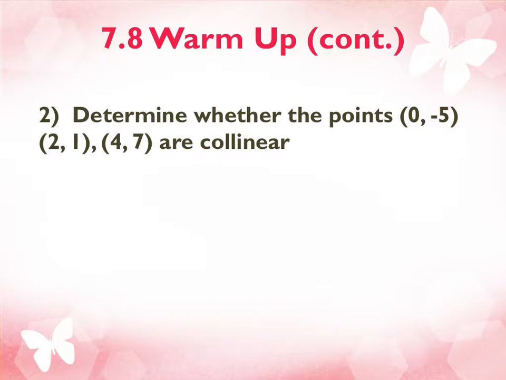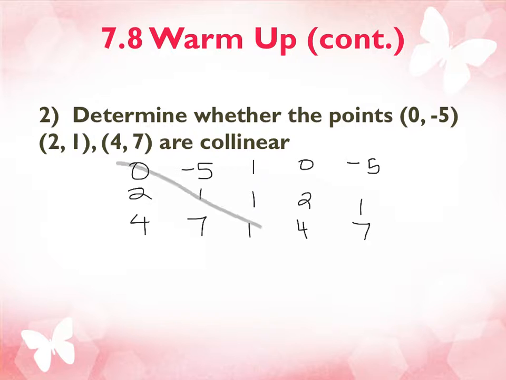Okay, then collinear, you start the exact same way. So 0, negative 5, 2, 1, 4, 7, fill in your column of ones. But for collinear, what are you looking for? How do you know if they're collinear? Good, if it's 0. So if I add these on, multiply this way first. So this is 0, negative 20, positive 14.